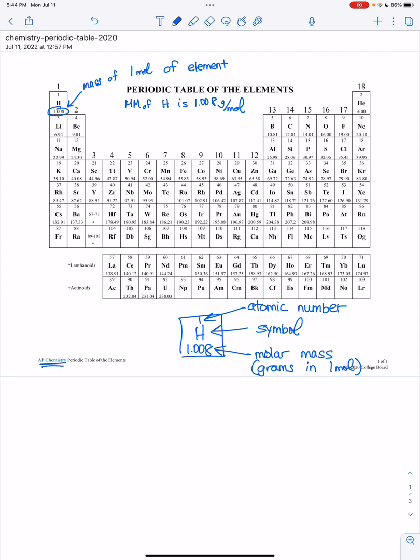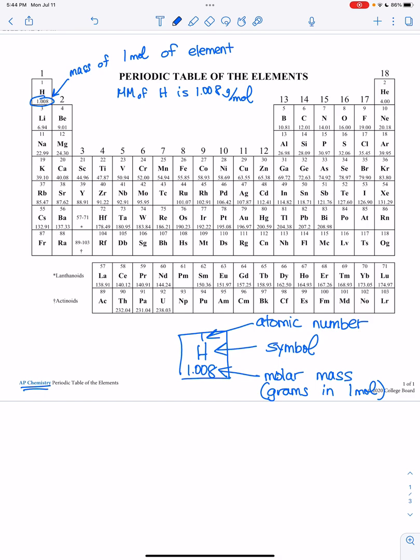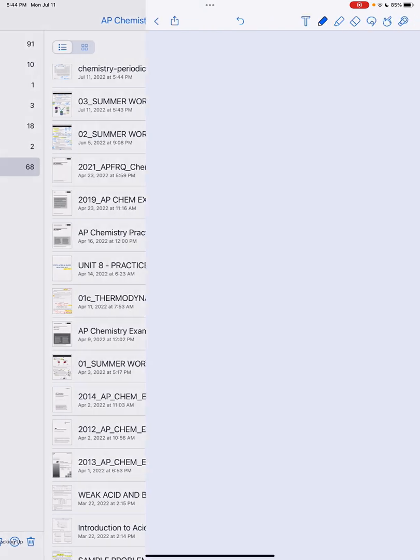Now, every time you look at a periodic table, if you want the mass of a mole of an element, you look at the mass underneath its symbol. So the mass of 1 mole of hydrogen is 1.008 grams per mole. Oxygen is 16 grams per mole. Nitrogen, 14.01. Carbon, 12.01. I will be referencing these numbers in this lecture, so I'm probably not going to jump back and forth to the periodic table. You are going to need to have a periodic table in front of you. So let's get into calculating molar masses.